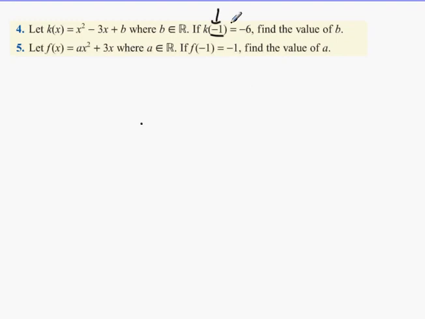So what we've got to do is replace anywhere we see an x with minus 1. Does everybody get that? If I had k of 3, I'd have to replace all the x's with 3's. Okay? So what's going to happen here is it says find k of minus 1. So k of minus 1 is the same thing as minus 1 squared minus 3 times minus 1 plus b.